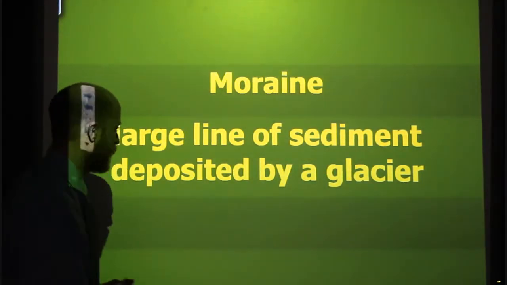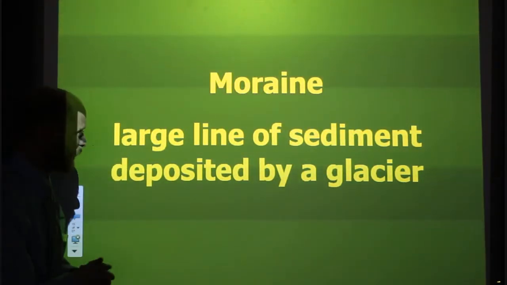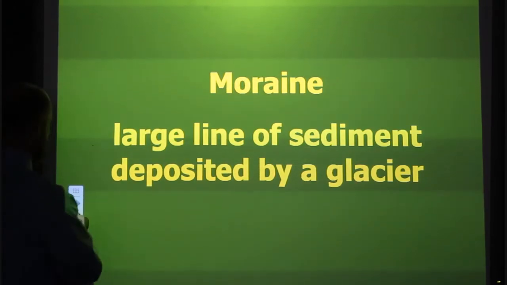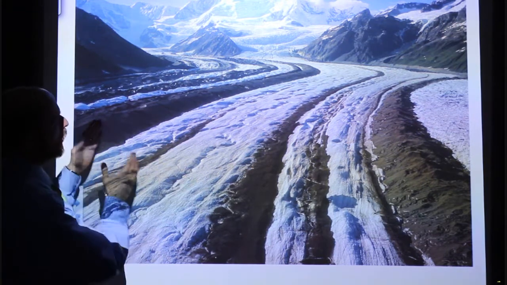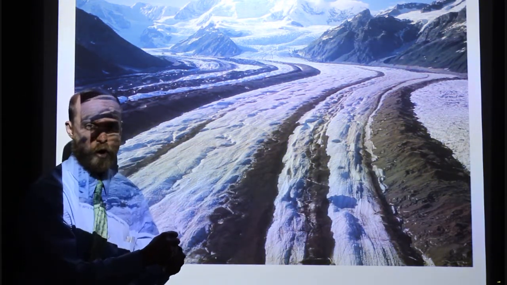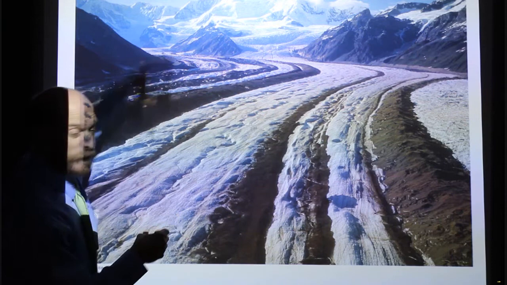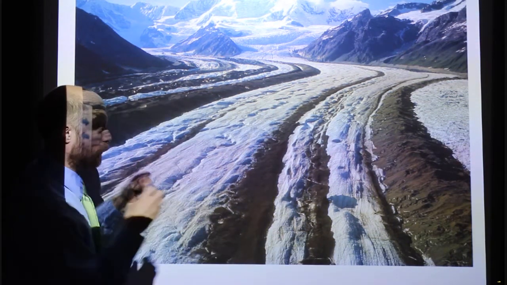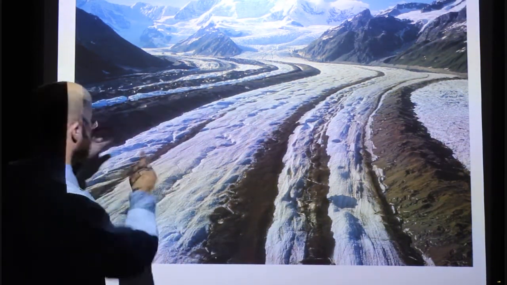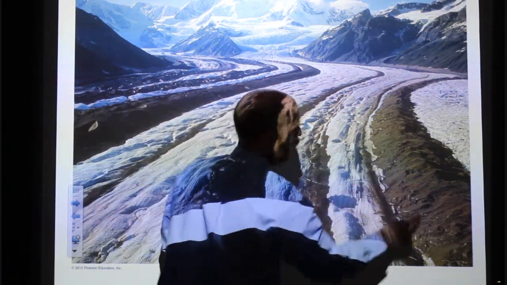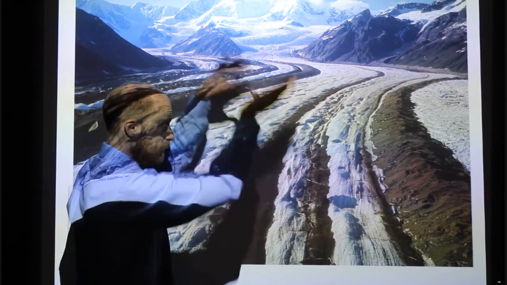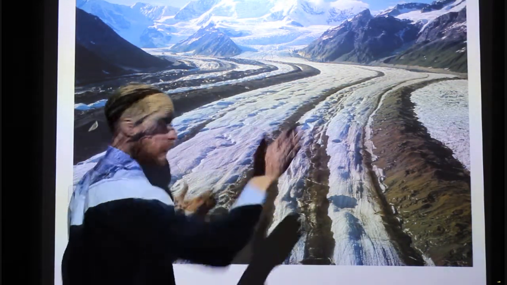And here are just some features. Moraine, I know I mentioned it already, but a moraine is a large line of sediment deposited by a glacier. Here are some examples. This is a mountain glacier. You can see it close up. As it rubs up against the rock walls, sediment will fall into it from the rock walls, and it will pluck pieces off of it. And you can see these long lines of sediment here that go off. And then when this glacier melts, all this stuff just drops right down, and it will cause a long line.